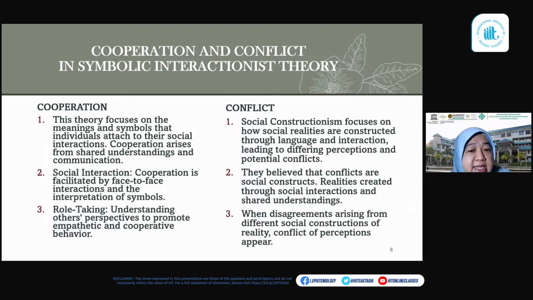Realities are created through social interaction and shared understanding. But sometimes that understanding is not perceived correctly by the other party or parties. When disagreement arises from different social constructions of reality, then conflict of perception appears. So this is basically how theories developed in an attempt to make us understand what cooperation and conflict are in society.